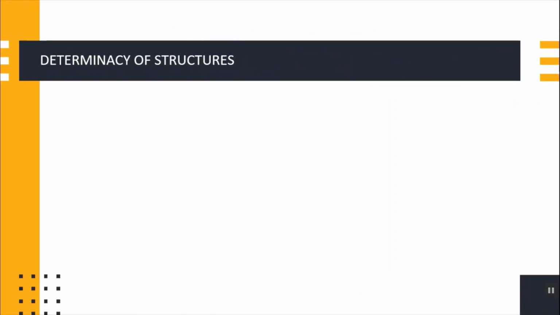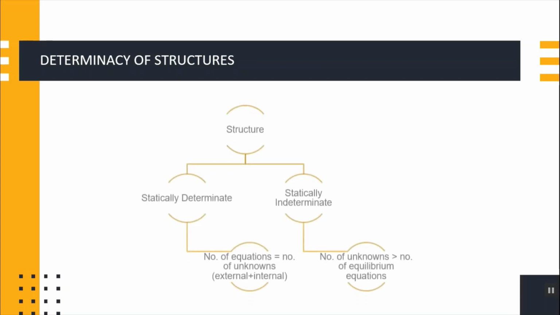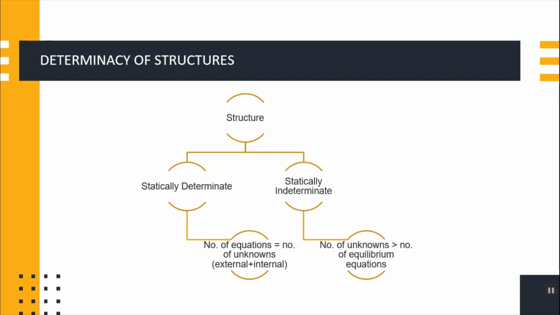Punta naman tayo sa determinacy of structures. What do you mean by determinacy and why is it important? Determinacy is when a stable structure having all unknown reactive forces can be determined from the equations of equilibrium alone. So, basically, pag sinabing statically determinate, madidetermine natin yung number of unknowns given lang ang three equations of equilibrium. Pag statically indeterminate naman, hindi natin malalaman yung mga unknowns natin with equilibrium equations alone. Kailangan pa natin ng iba pang equation.